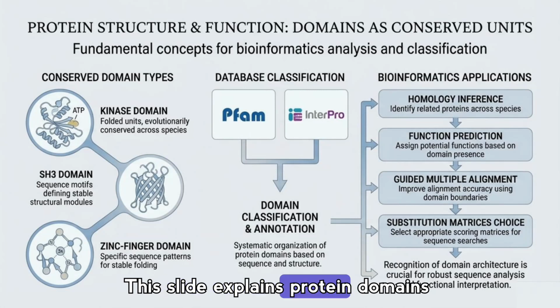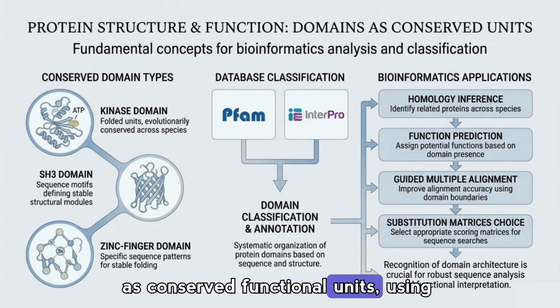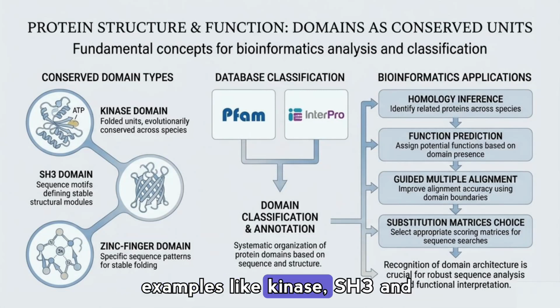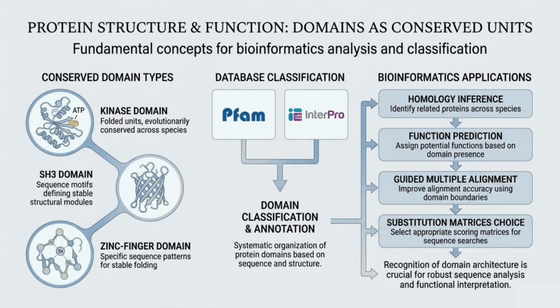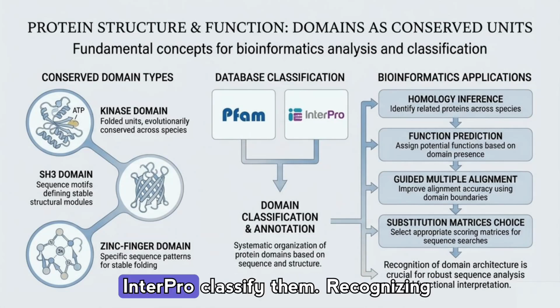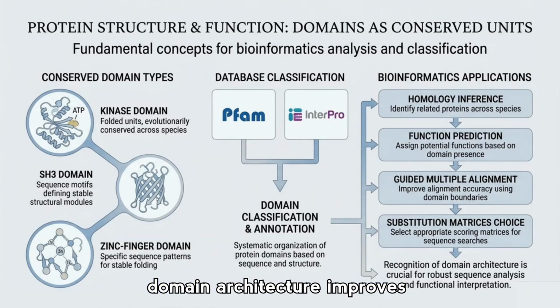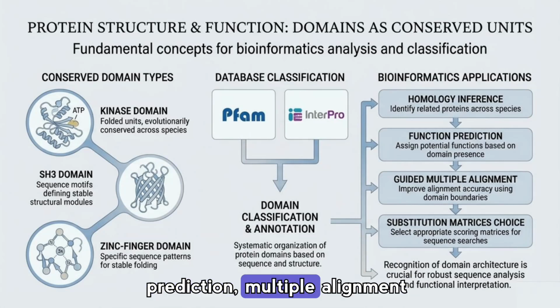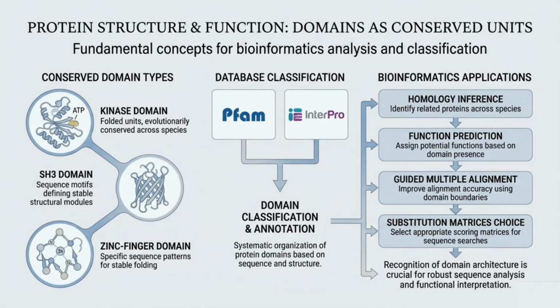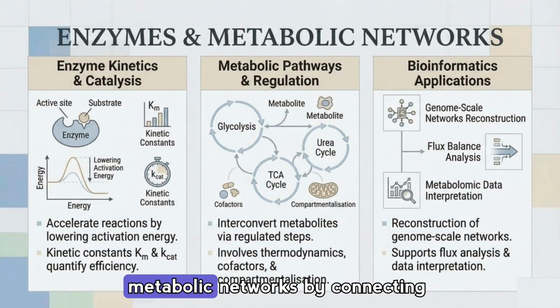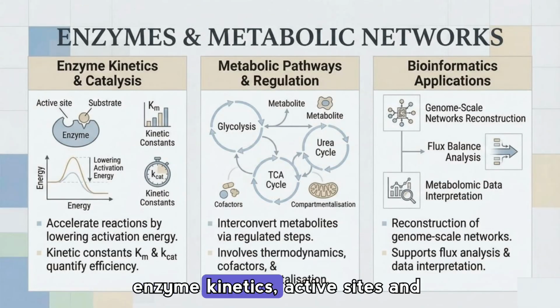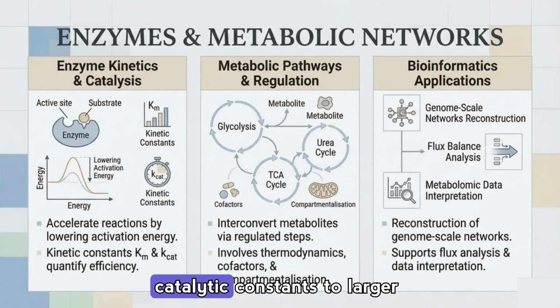This slide explains protein domains as conserved functional units, using examples like kinase, SH3, and zinc finger domains, and shows how databases such as PFAM and InterPro classify them. Recognizing domain architecture improves homology inference, function prediction, multiple alignment quality, and choice of scoring matrices, which together strengthen sequence analysis and functional interpretation.